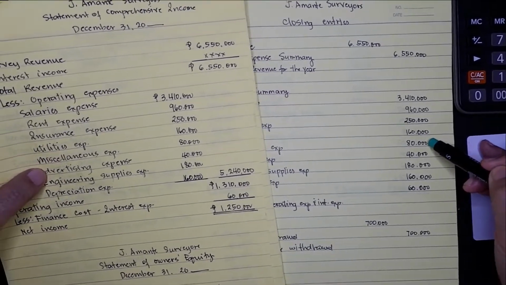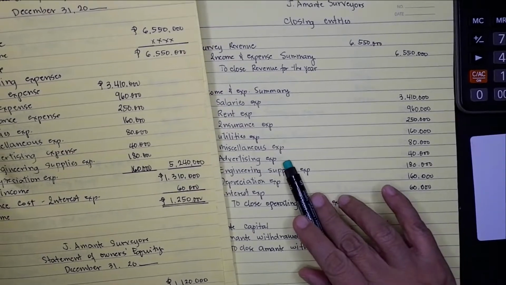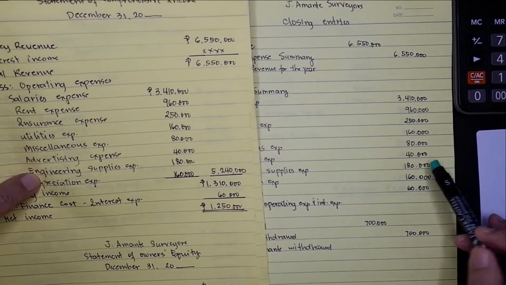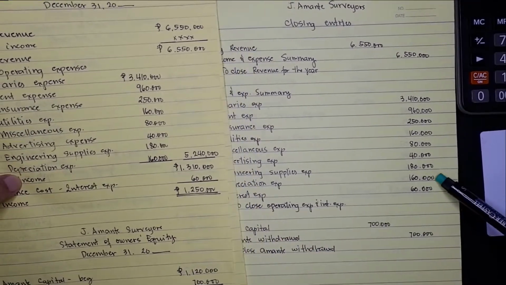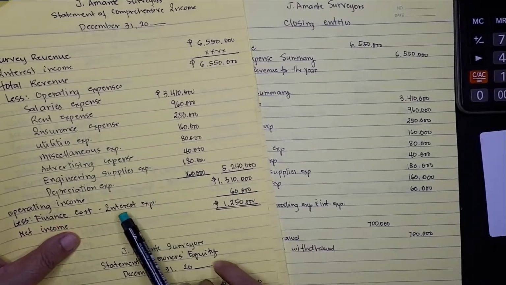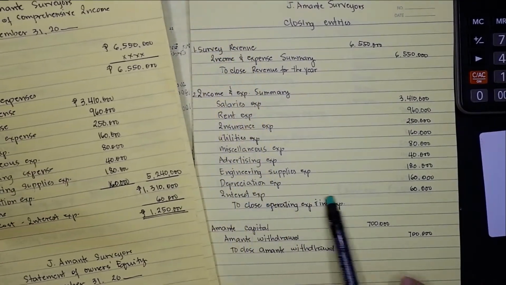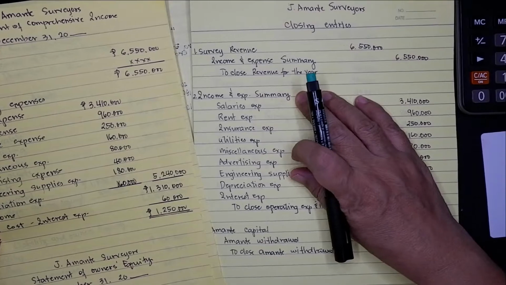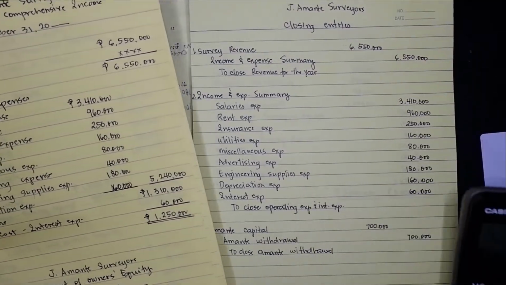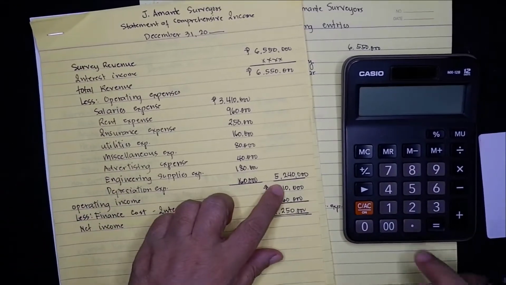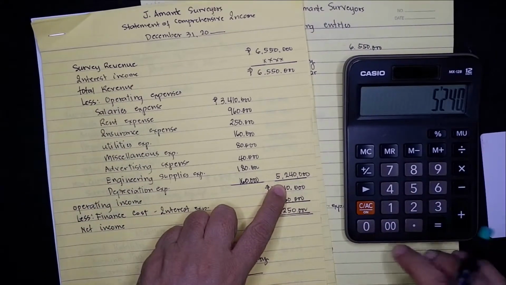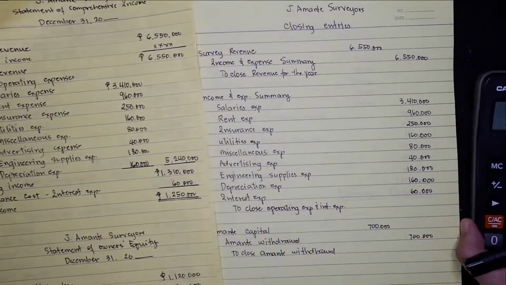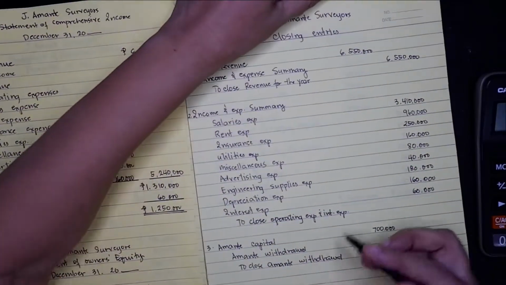Then we have miscellaneous expense of 80,000, advertising expense of 40,000, engineering expense of 180,000, and depreciation expense of 160,000. Then let us include already our interest expense of 60,000. All of those are on the credit side, and the debit side will be your income and expense summary. How much is our income and expense summary? It is just the total of these, 5,240,000 plus the 60,000, so it is 5,300,000. Let us put now the amount, 5,300,000.